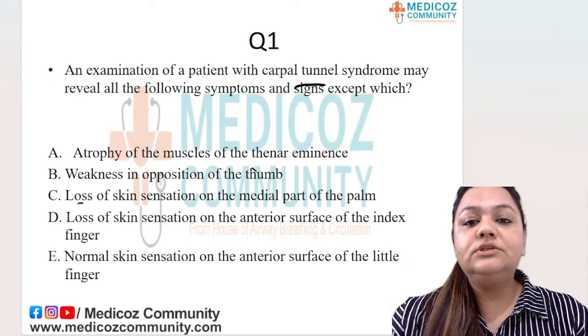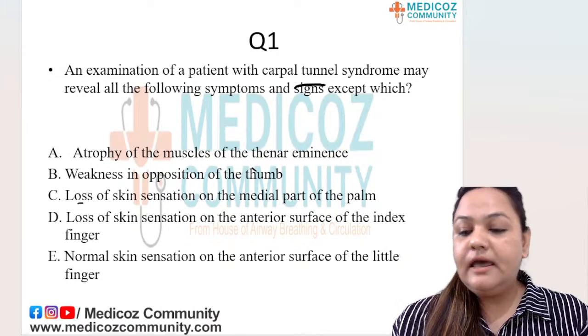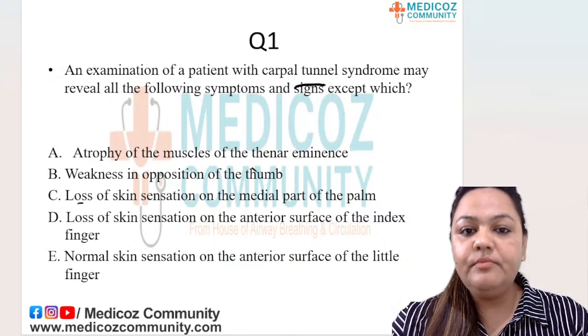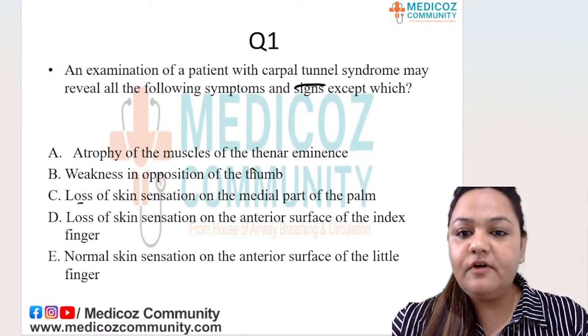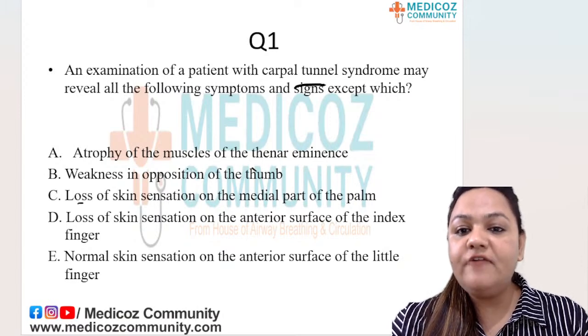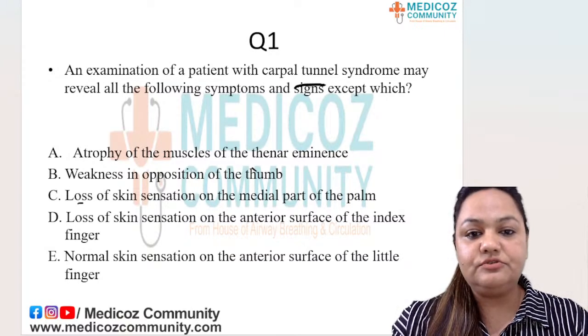Okay, so question number 1 for this series is: an examination of a patient with carpal tunnel syndrome may reveal all the following symptoms and signs except which. So here we have to find out the sign and symptom which is not related to carpal tunnel syndrome.